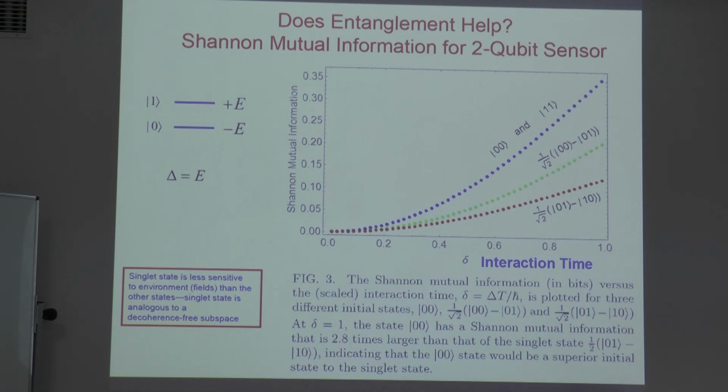The singlet state is almost like a decoherence-free subspace. It's insensitive to the field. It is least sensitive to the field, I should say. It does have some information, but less than if you used other states. So that was not a happy result either. When I went to the Army Research Lab and gave them these results, people were not really pleased with this because their funding was suspect.